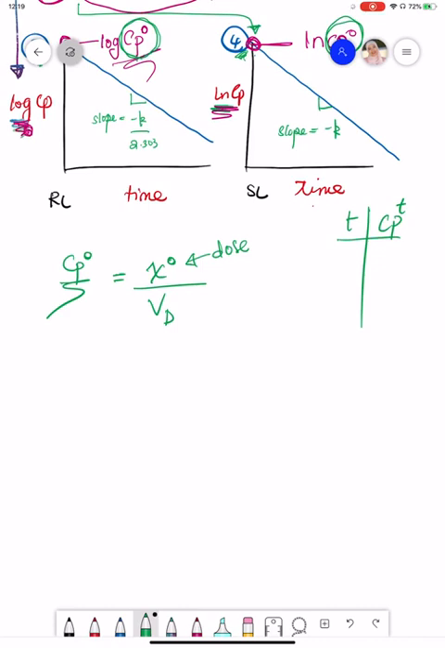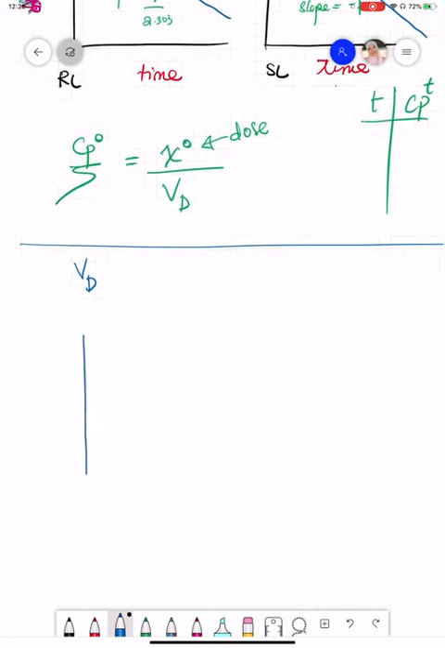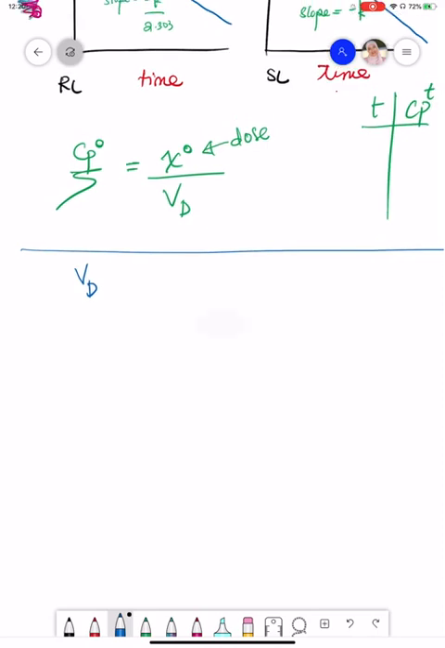Okay, so let's talk a little bit about the volume of distribution concept, or apparent volume of distribution concept. Let's consider that we have two beakers. I will draw two beakers and consider them to have the same volume, but we don't know the volume. Oops, it's not a good beaker.